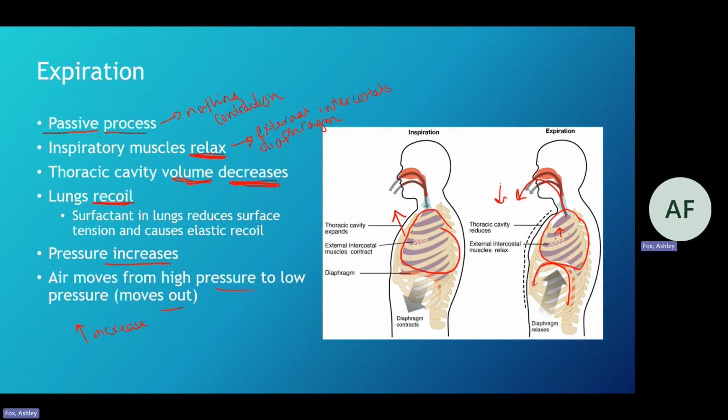And remember, another important part is surfactant, made by those pneumocyte type 2 cells, which helps reduce that surface tension and keep the alveoli open. So when they're snapping back, they don't actually collapse. You can expand them and retract them a little bit so that they don't collapse, but air is flowing out.